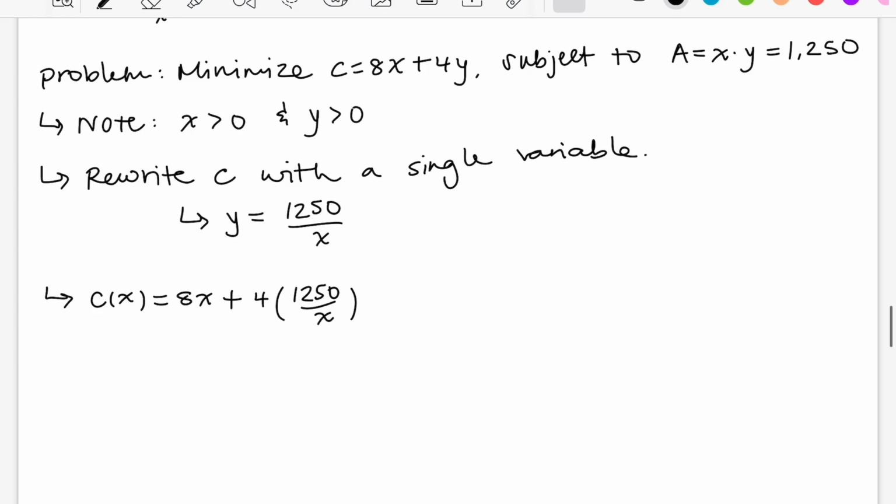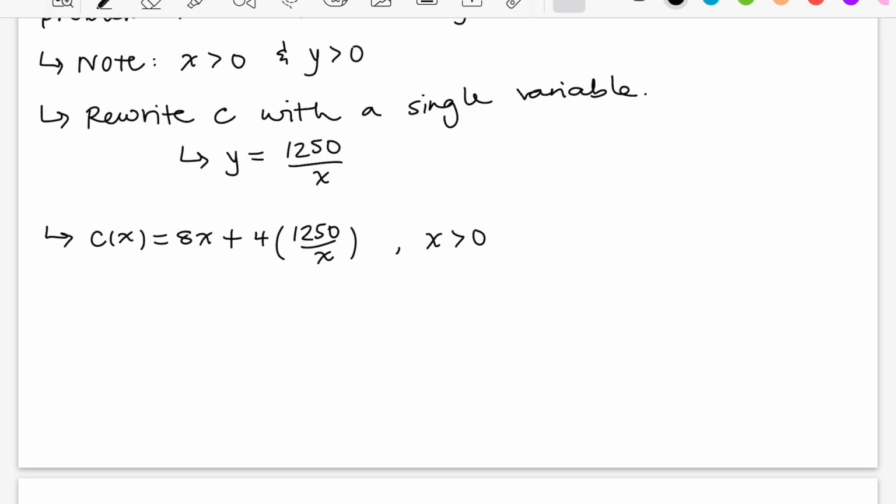All right, so our problem is to minimize this for values of x greater than 0, right? And so we aren't looking at a function over a closed interval in this case, so we're going to be using the second derivative test. To do so, first we need to find the first derivative.